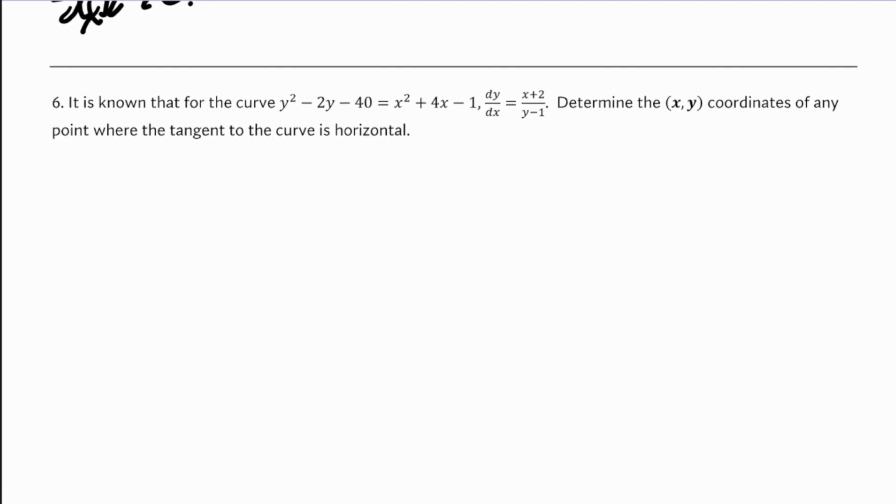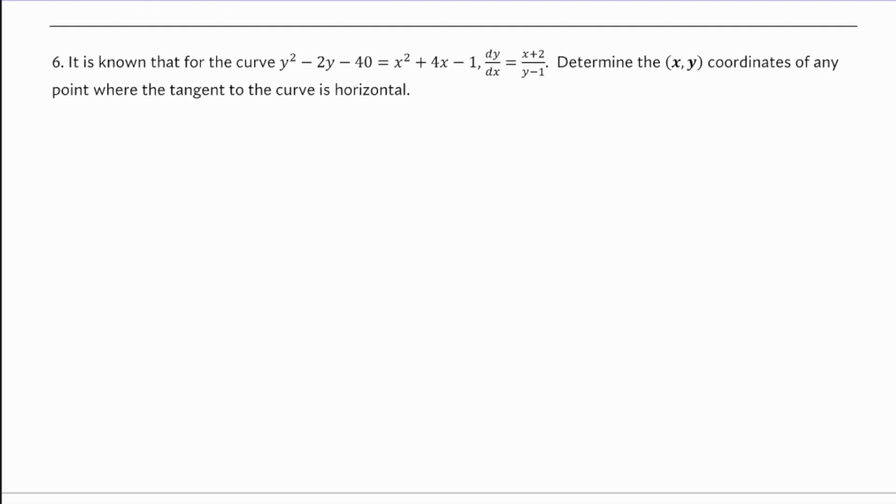Right, number 6, it is known that for the curve y squared minus 2y minus 40 equals x squared plus 4x minus 1, dy dx is x plus 2 over y minus 1. Determine the xy coordinates of any point where the tangent of the curve is horizontal.